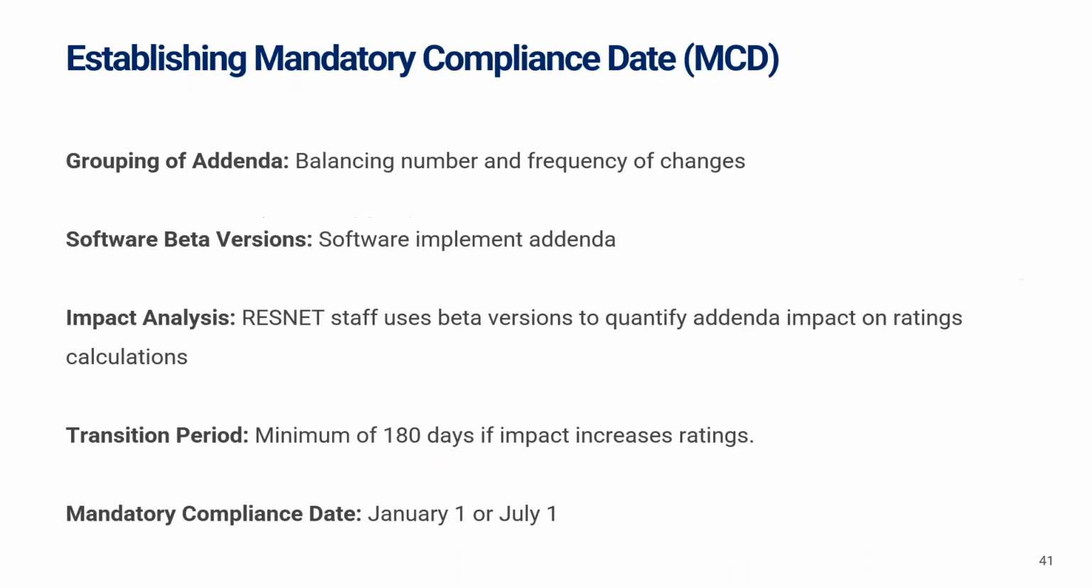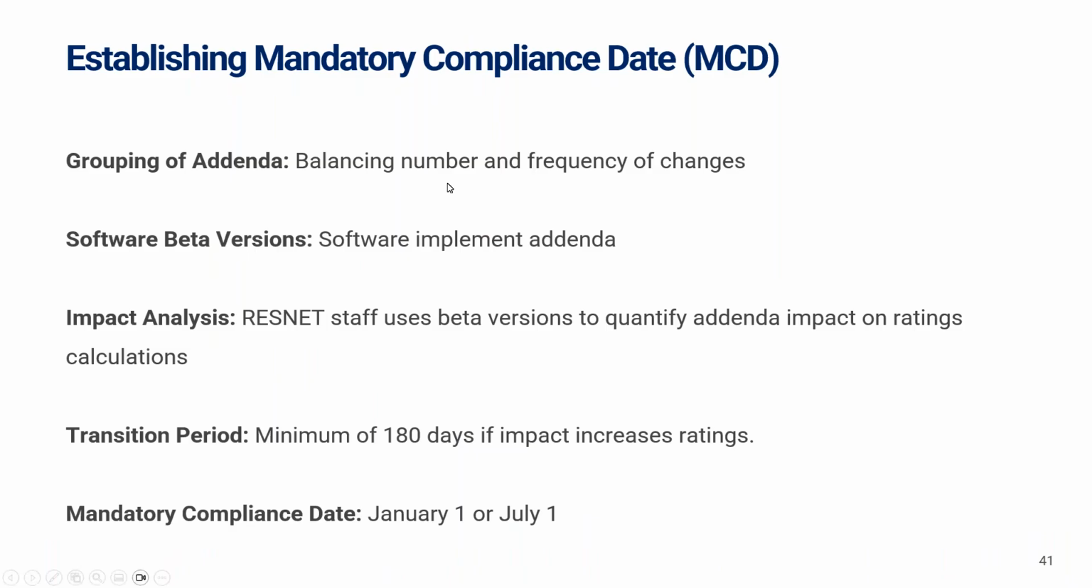We've mentioned that a number of these addenda do not yet have mandatory compliance dates, so I want to take a quick moment to explain how we go about deciding a mandatory compliance date. One thing that has become evident lately is that it's helpful to group addenda. We want to balance the number and frequency of changes that the industry sees. So with these addenda that have not yet been adopted, we might want to wait for some of them to wrap up their public review and get finalized before we adopt them all at once. That way it's not one version of a software one month and another the next month.